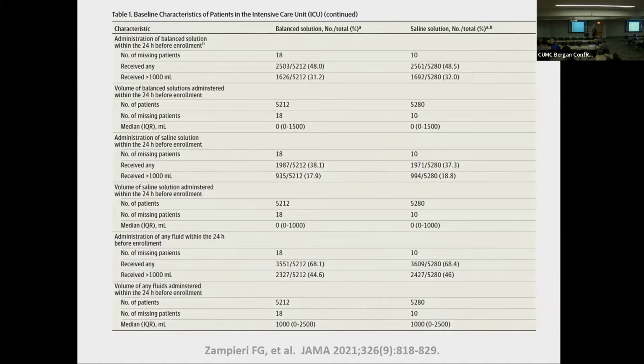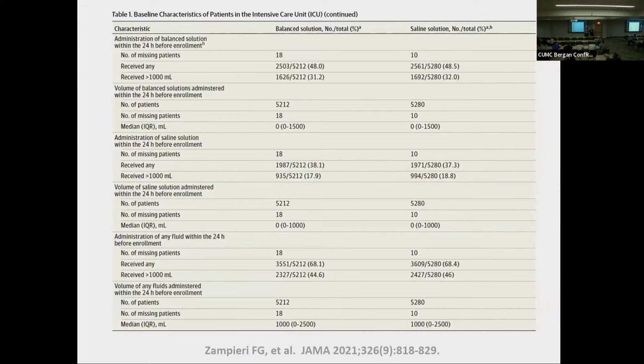The concern that I have with BaSICS and PLUS is they enrolled patients starting in the ICU, and they don't enroll patients when they first get fluids. This is BaSICS, and you can see here, in BaSICS, about 30% of the patients get balanced fluids before they get to the ICU, and another 20% get saline before they get to the ICU. And on average, the median is about a liter. So a lot of people say they got a liter of fluid, doesn't really matter.